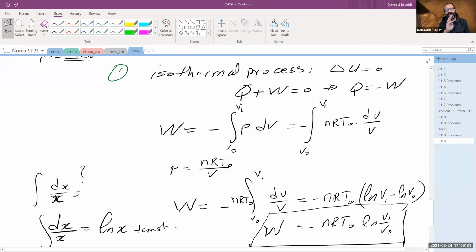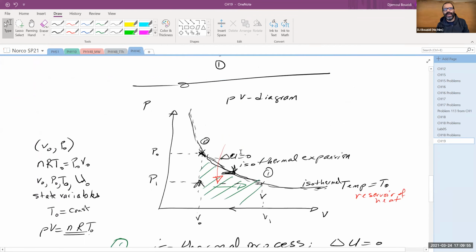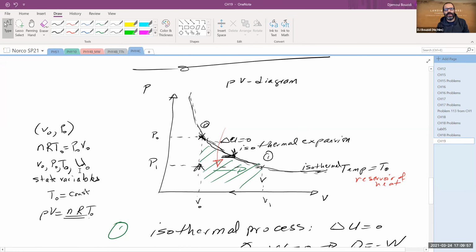Because we have 3 more processes. We have the process where the volume does not change, in which case it's a very easy calculation, called an isochoric process. Then we have the isobaric process where the pressure doesn't change. And then we have the process where there is no exchange of heat. By the way, I didn't mention, when I made the case about the state variables, that Q and W are not state variables.